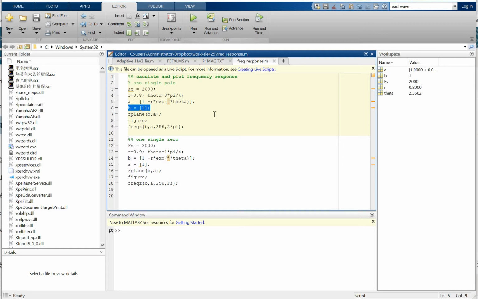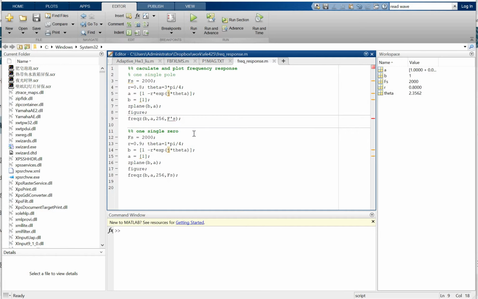Since this is only one pole, no zero, B is 1 and A we have 1. This is a zero. The second is my pole. My pole is determined by two things: magnitude and phase. Magnitude now is 0.8. Phase is 3 pi over 4. And for my frequency response, sampling frequency is 2000 hertz.